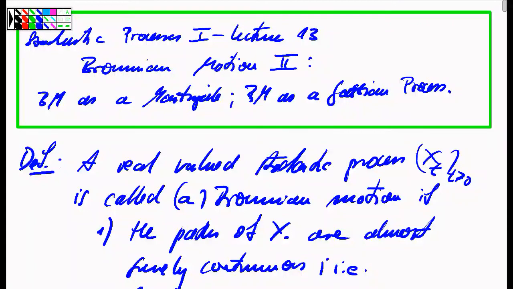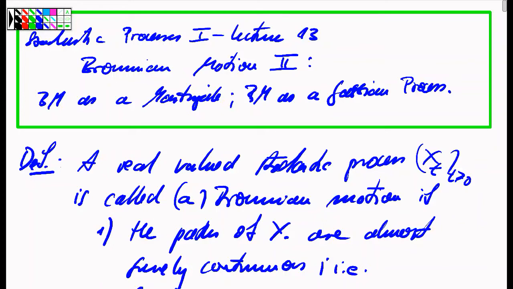Welcome to lecture 13 in our class on stochastic processes. We will talk today about Brownian motion. We will continue our introduction to the properties of Brownian motion. We will discuss the martingale properties, or a few martingale properties of Brownian motion. In particular, Brownian motion will be shown to be a martingale.